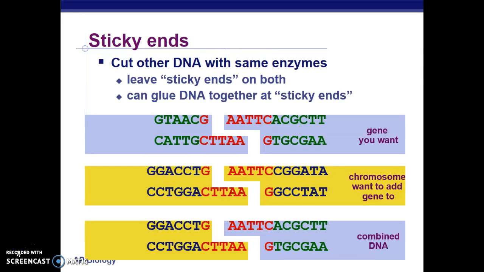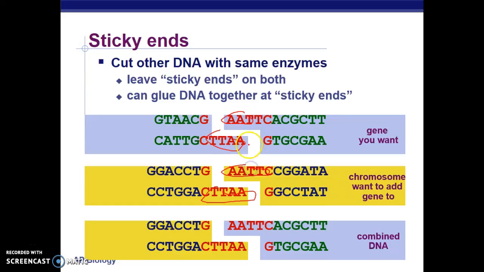So in this example here, the blue is the gene that you want. Let's say this is the insulin gene over here. And let's say this is the plasmid DNA. If you cut the gene that you want and the plasmid with the same restriction enzyme, you notice that they have the same overhangs or sticky ends, the same sticky ends here, and then the same sticky ends here.